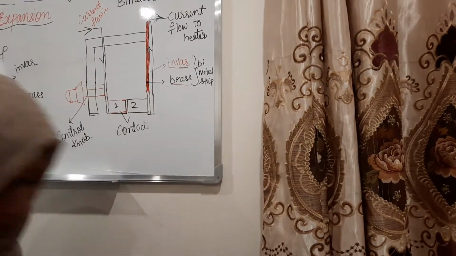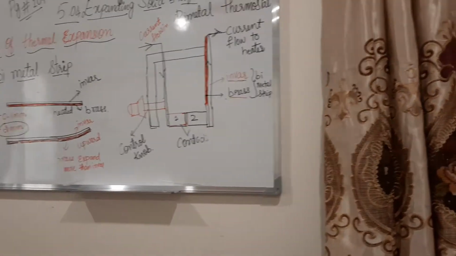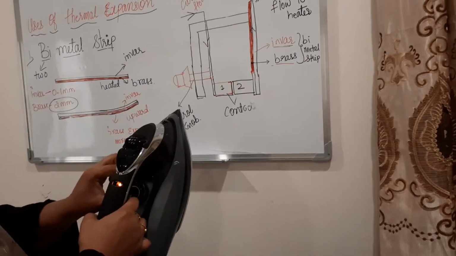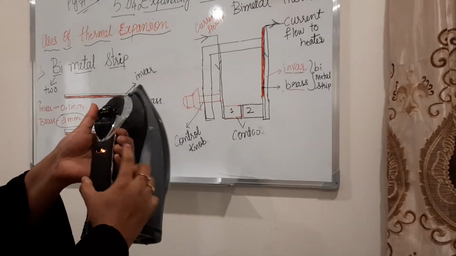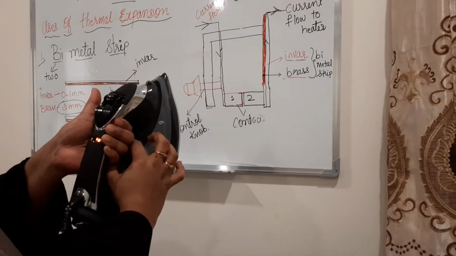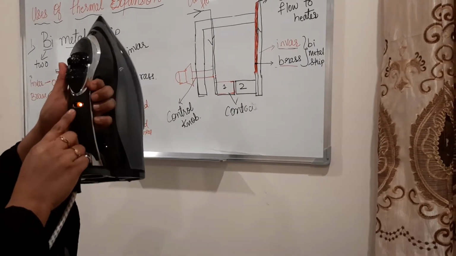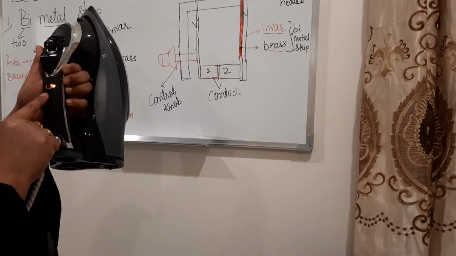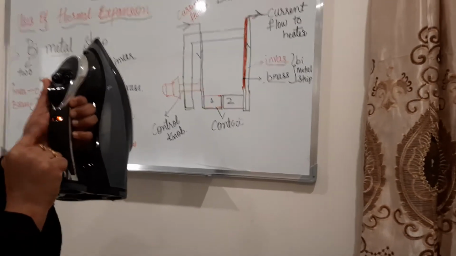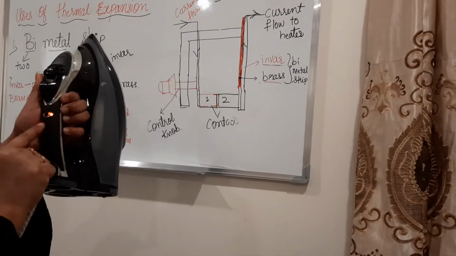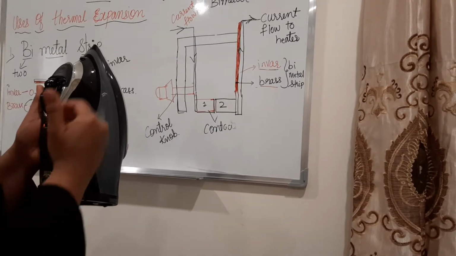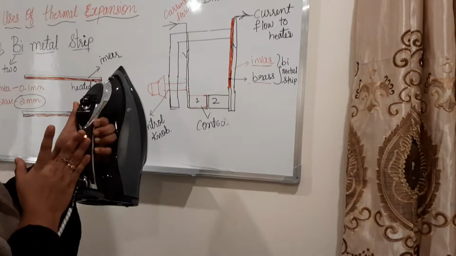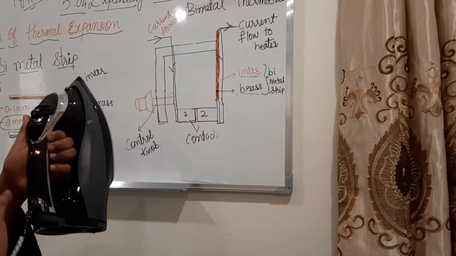We use this in daily life, for example in an electrical iron. I turn on this iron, and you are seeing the light blink. When the iron reaches its maximum temperature, what will happen? The supply of current will be stopped automatically, because the bimetallic strip, due to the gain in temperature, has expanded and the contact has separated, so the supply of current is stopped for a short period of time.